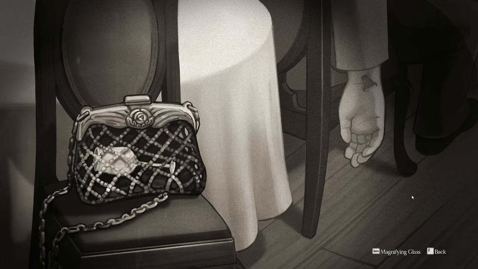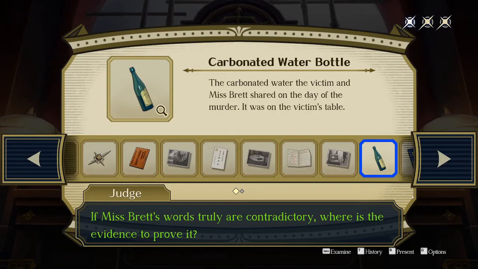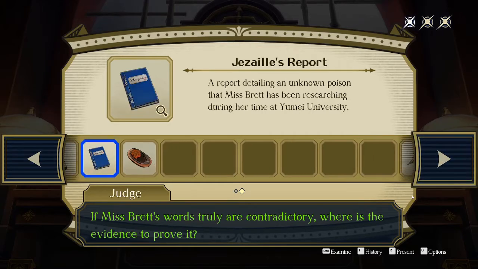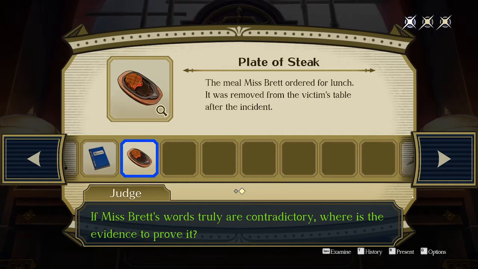So what is it then? It's not this. Victim's table. I'm just gonna take the risk here and... was removed. Take that!